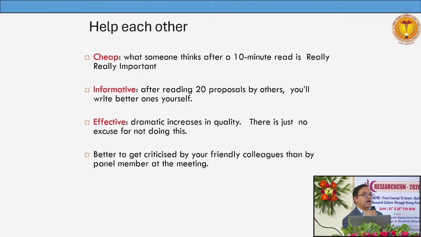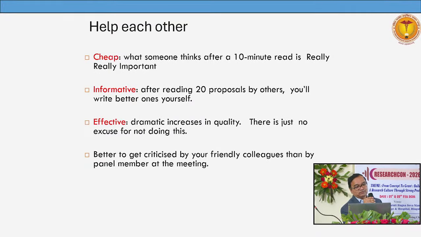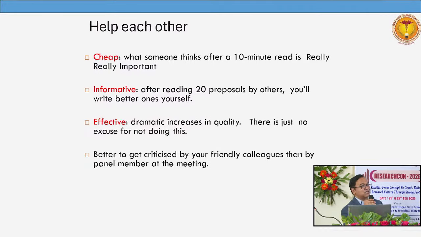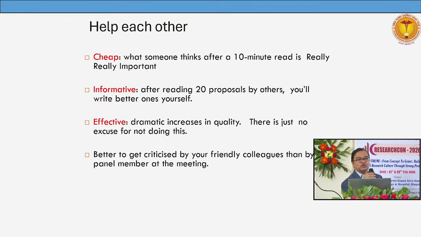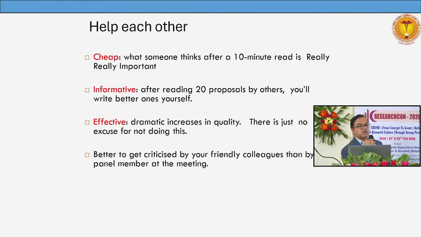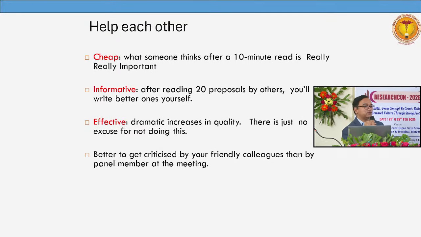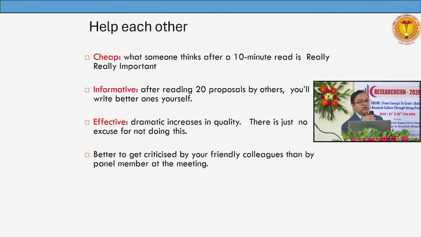Always discuss with your guide, discuss with your peer. The benefit is it is cheap. You did not pay for it. You can sit for 10 minutes over tea in the canteen and discuss. So reading an article for 10 minutes and discussing with someone for 2 minutes will give you much clarity about your research question. Second, when you discuss with your peer, it becomes more informative because they will be putting their own experiences into it to make it more refined.